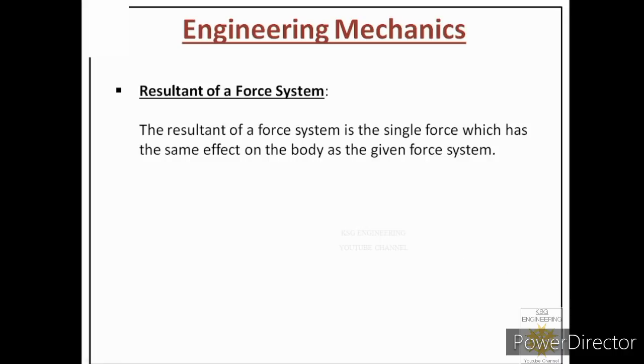Suppose there is a body, and on that body, let us say five forces are acting. So those five forces are forming a force system. And let us say because of those five forces, the body is moving with an acceleration of 5 meter per second square in horizontal direction. So if we can reduce that force system into a single force which can produce the same effect on the body, that is, it can move the body with an acceleration of 5 meter per second square towards horizontal, then we will call that single force the resultant of the force system.